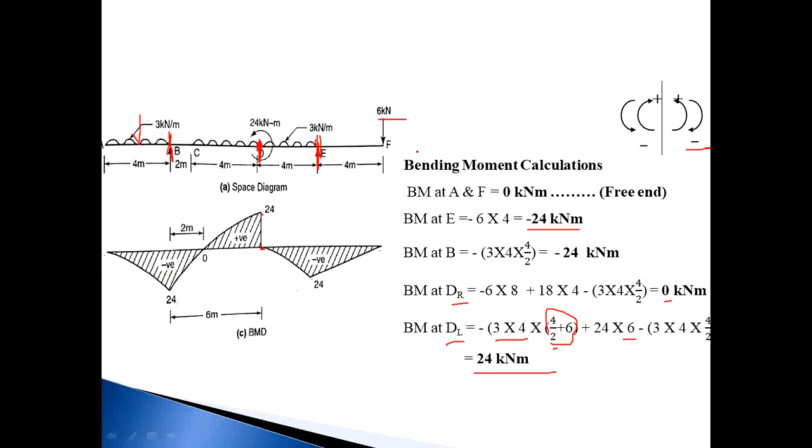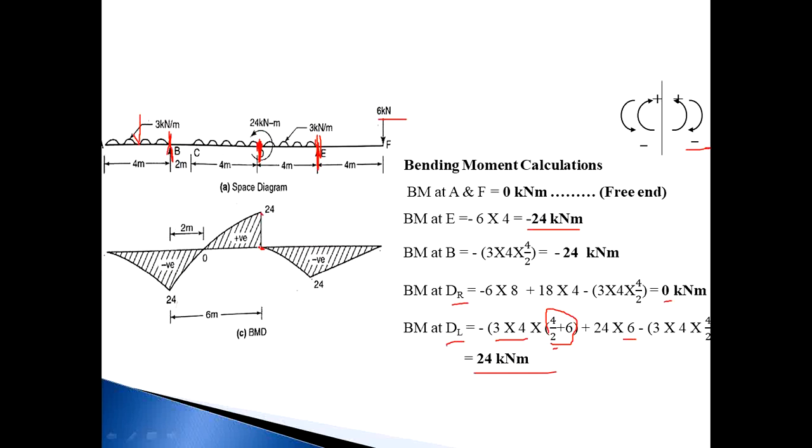So in between F to E there is no load. So the BM diagram is an inclined straight line. Just start with F and end at point E, that is 24. Then next, D to E there is a UDL and the DR value is 0. So this is the 0 value.